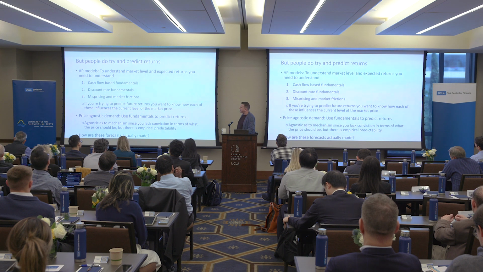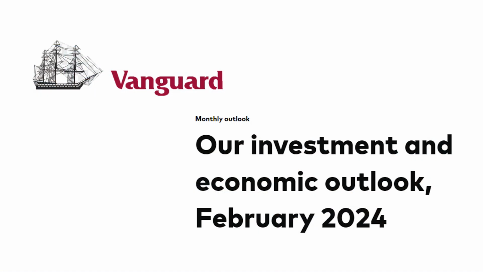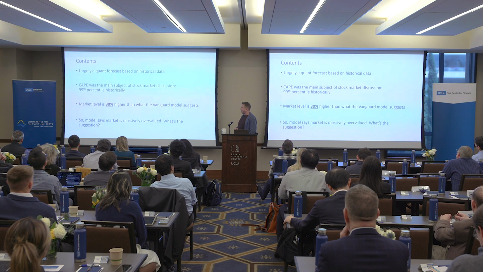So I'm just going to walk through a few examples. Here's a recent one from Vanguard. They were making a forecast in February 2024. The main thing in this Vanguard forecast is basically a quant forecast. They do have a model, but realistically, it's kind of a fancy regression. And what was driving everything in this model is that CAPE was at the 99th percentile historically.